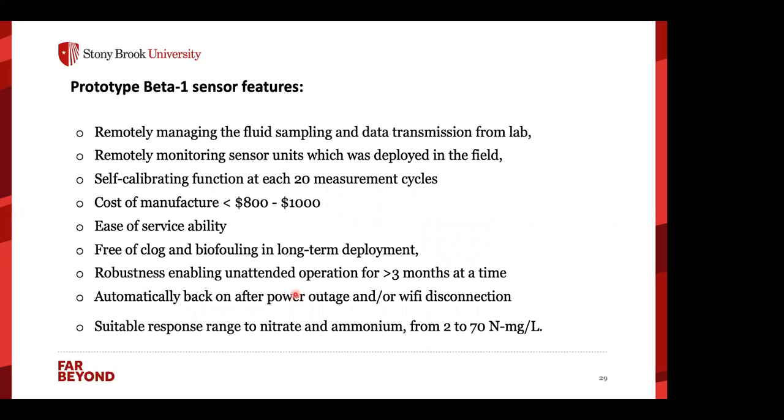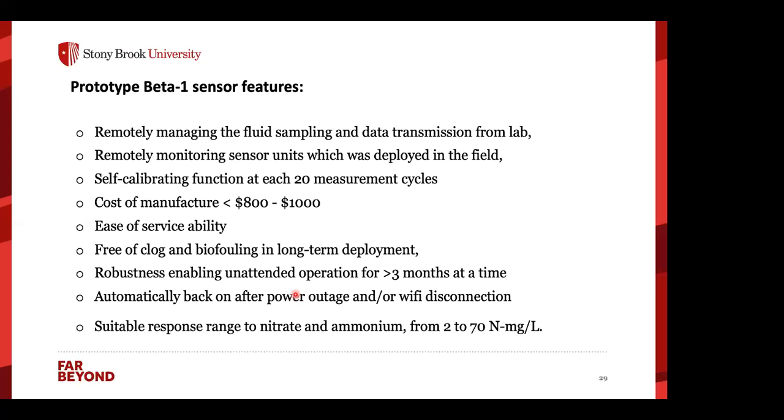For the prototype, we call this sensor the beta 1 version, and it has the following features. The first is remote management of the sampling and data transmission from the lab. We can change the sampling frequency and download the data from the sensor. We can remotely monitor the sensor unit and see which part is not functioning. It can self-calibrate every 20 measurement cycles. The manufacturing cost of all the parts is less than $800, plus labor probably less than $1,000 for the sensor unit.